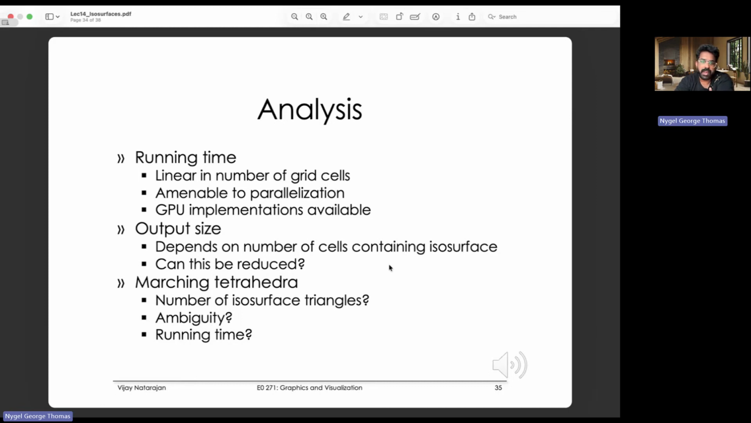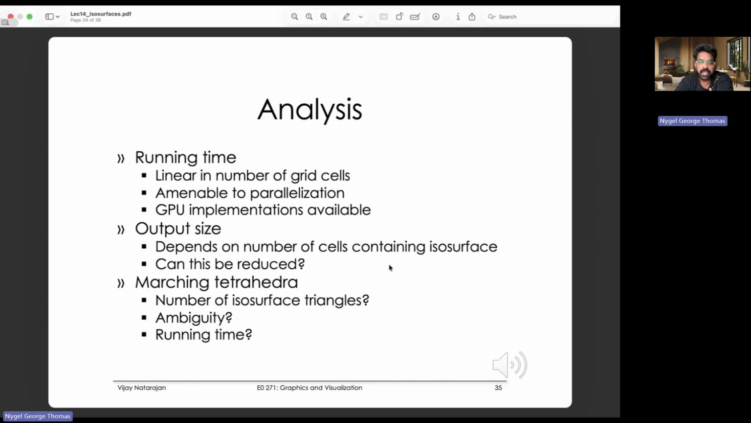And regarding the output size, outputs are actually triangles in this case. It depends on the number of cells containing the isosurface. If you have more cells with isosurface, then you have more triangles. So can it be reduced is one question. It can be reduced by increasing the size of the cell, or by adjusting the resolution of the grid. That is one way to do it. But then you get a lesser isosurface with lesser resolution or lesser detail.